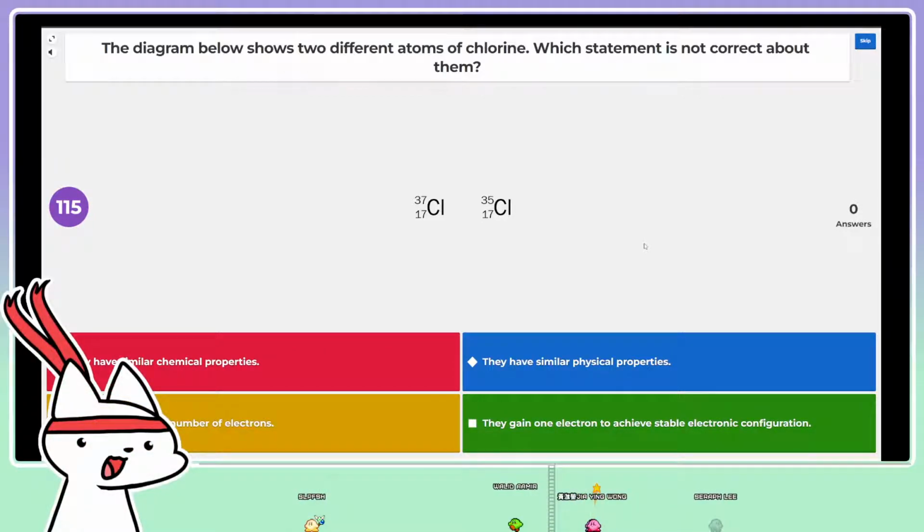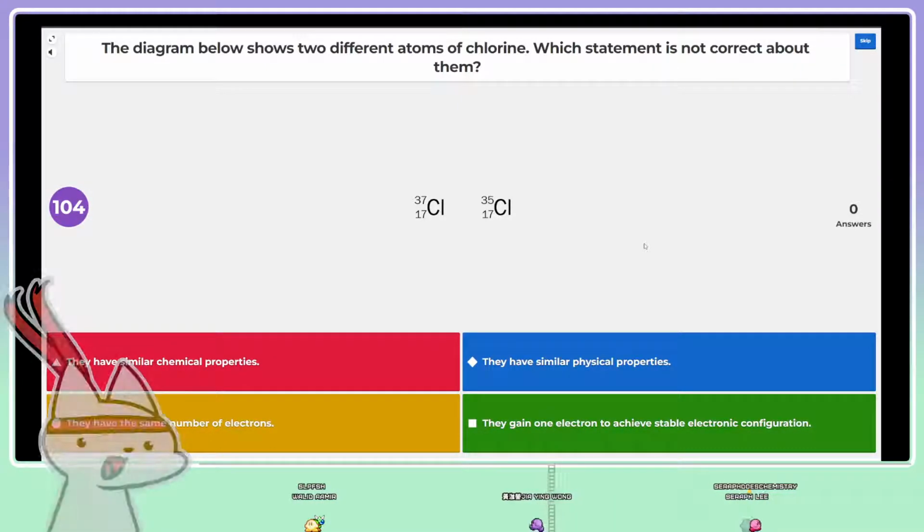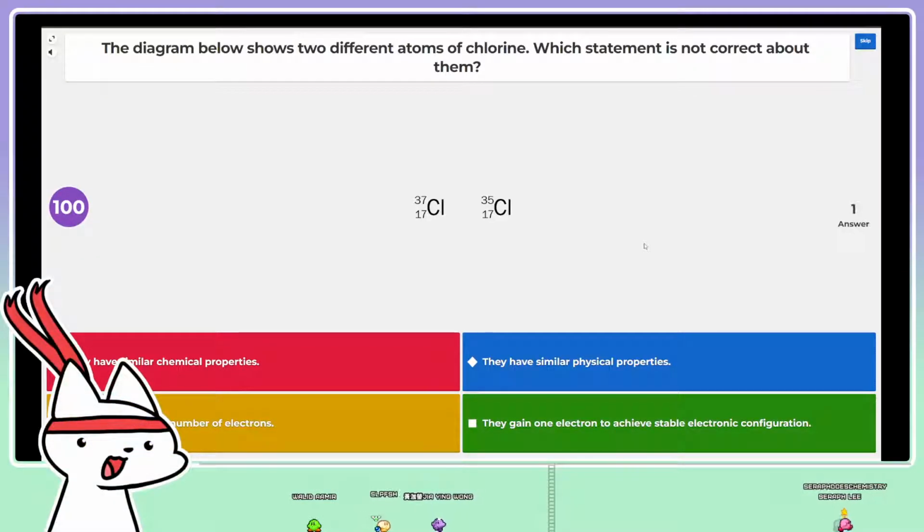This is similar to what we explained right at the start before the stream. It's also something that we mentioned in the previous Kahoot stream about isotopes. How do we link isotopes to things like chemical properties and physical properties? That's important because it's often asked in exams.